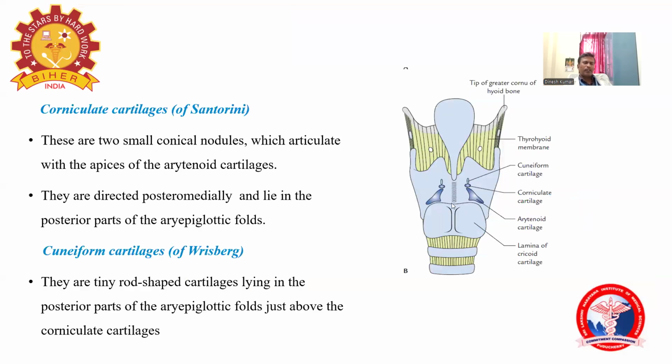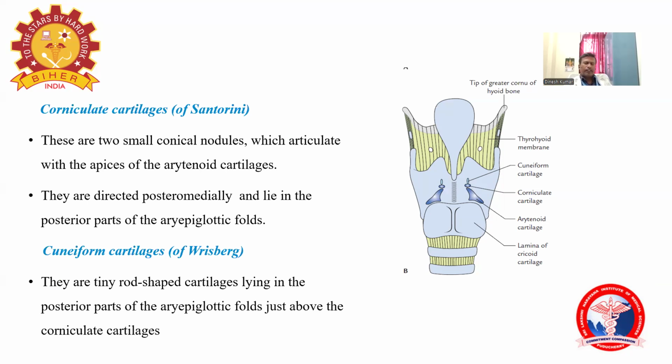Next we go to the corniculate cartilage, or cartilage of Santorini. These are two small conical nodules which articulate with the apices of the arytenoid cartilage. They are directed posteromedially and lie in the posterior part of the aryepiglottic fold. See here, this is the corniculate cartilage of Santorini. It is a conical nodule on the apex of the arytenoid cartilage, lying posteromedially in the posterior part of the aryepiglottic fold.